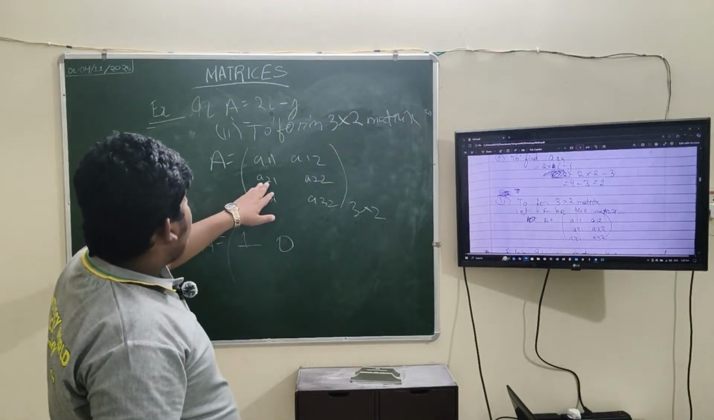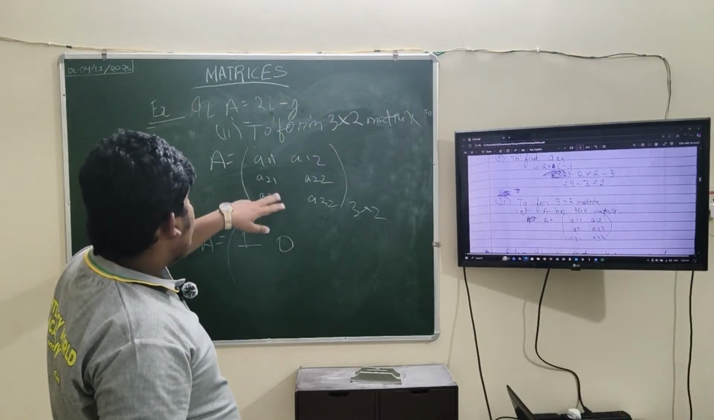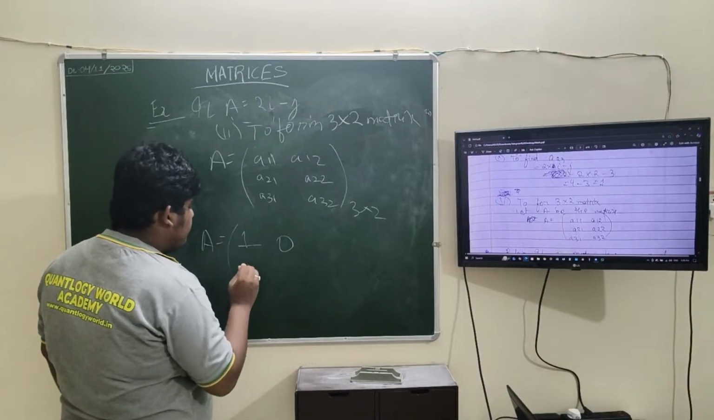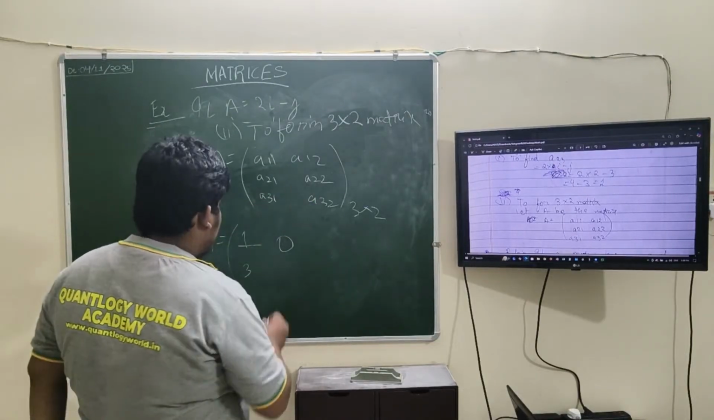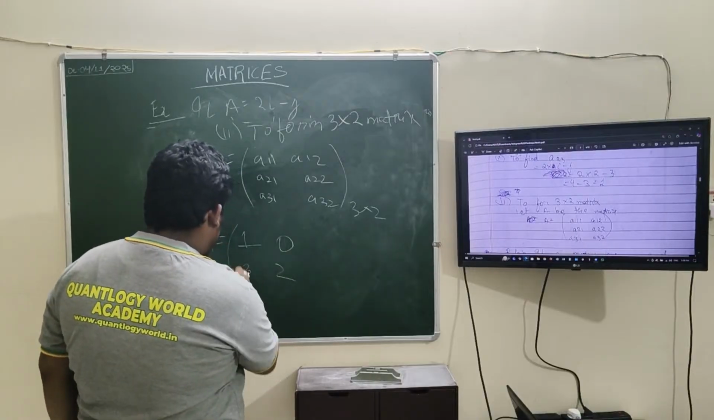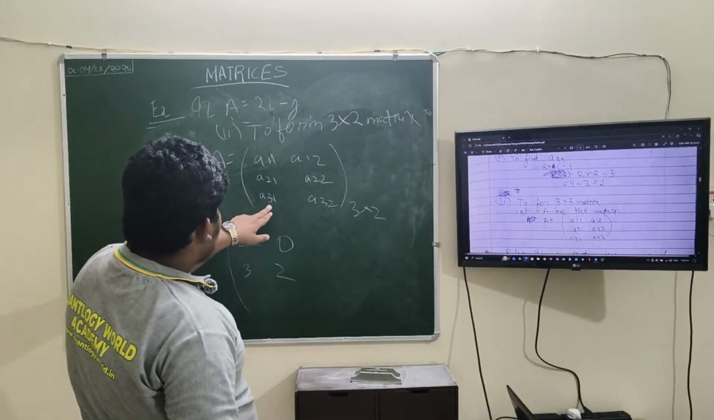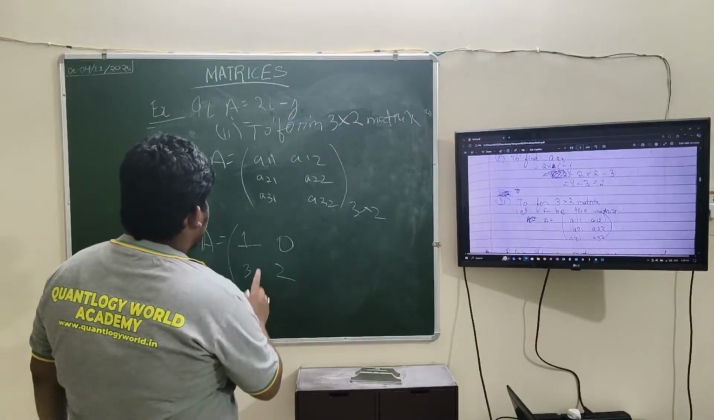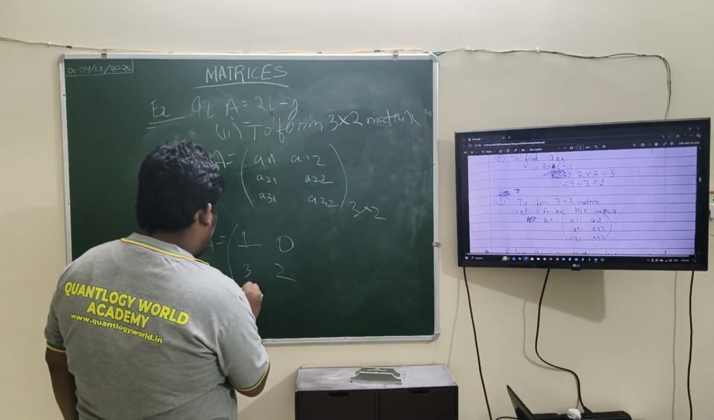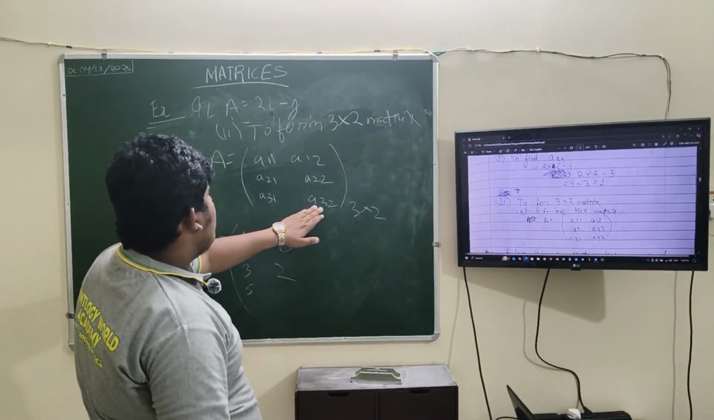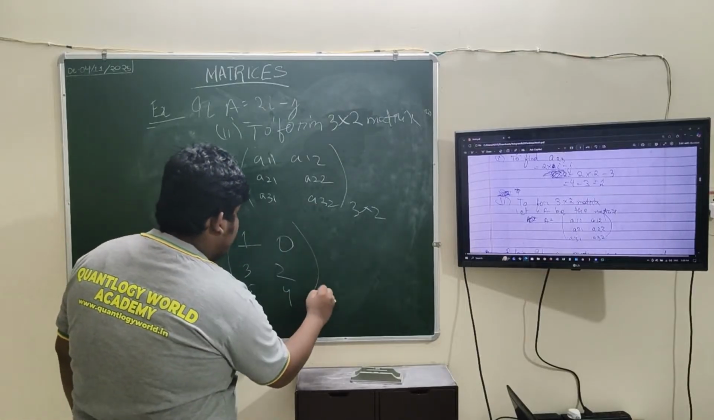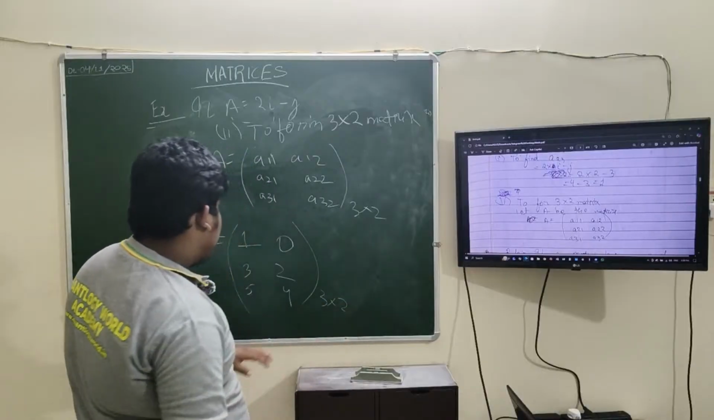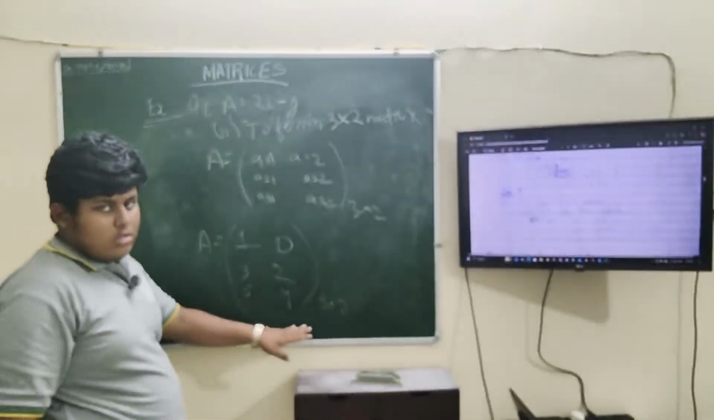For A21, 2 into 2, 4 minus 1, 3. And A22, 4 minus 2, 2. And for the last row, A31 is 6 minus 1, which is 5. And A32 is 6 minus 2, which is 4. This is the form of the matrix. This is the final result of this question. This is the answer.